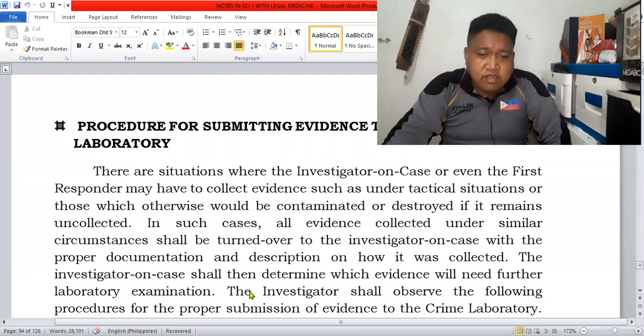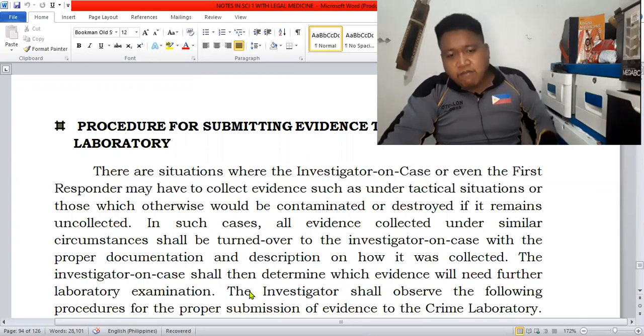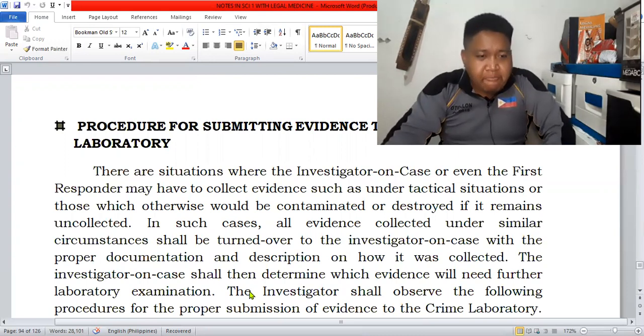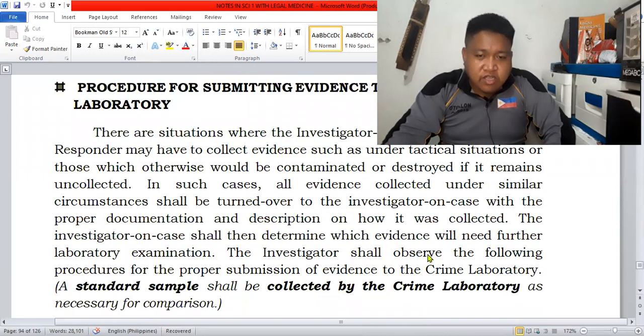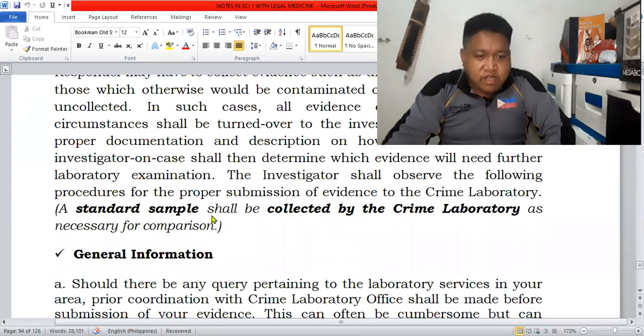In such cases, all evidence collected under similar circumstances shall be turned over to the investigator on case with the proper documentation and description on how it was collected. The IOC shall then determine which evidence will need further laboratory examination request for it. The IOC shall observe the following procedures for the proper submission of evidence to the crime laboratory. A standard sample shall be collected by the crime laboratory as necessary for comparison.